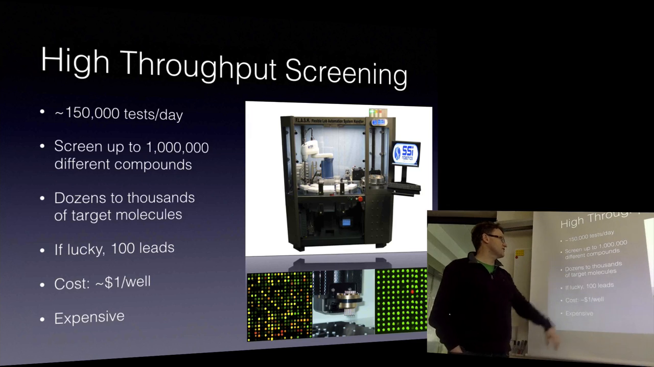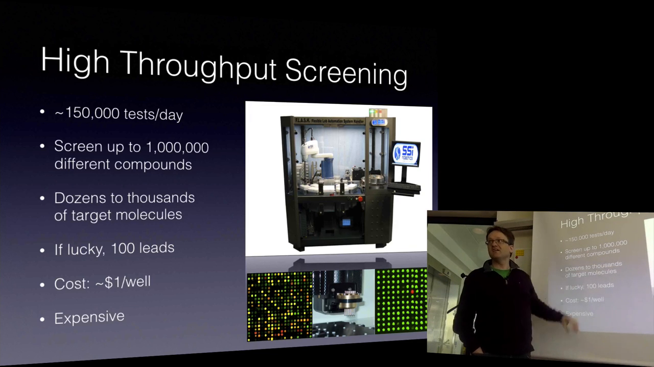If you're lucky, you might get 10 or 100 leads. And the cost might be in the ballpark of $1. The point is, if this was $100 per well, you couldn't screen a million. And if this was $0.01 per well, we wouldn't bother with computers. Then it would be more efficient to do it chemically. But this still ends up being fairly expensive.